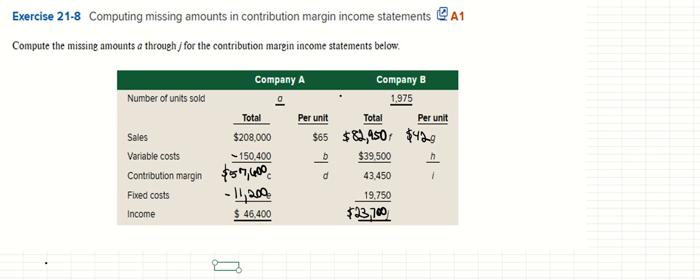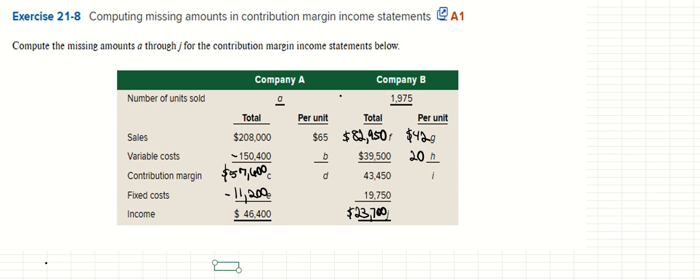Now when it comes to the variable costs, the number of units sold is in proportion to the total variable costs. So in order to get the per unit amount for the variable costs, I'm going to take the $39,500 of total variable costs and divide it by the number of units sold, which is 1,975 units. So 39,500 divided by 1,975 gives me $20 per unit of variable costs.